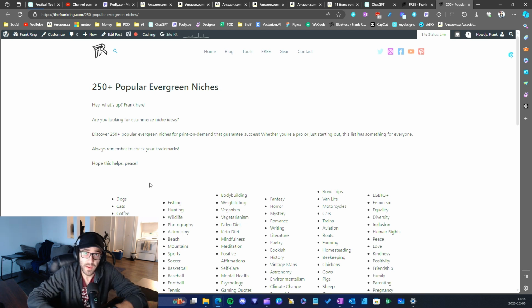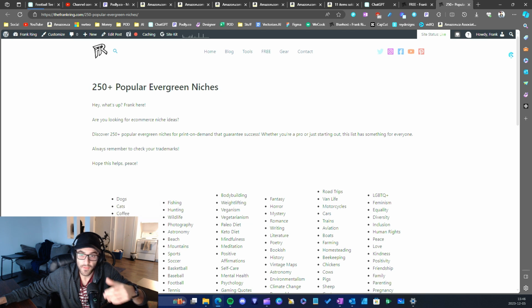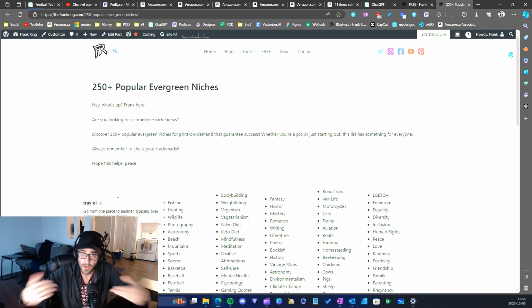But the bad thing about these niches is that usually, unless you go into deep unknown niches, the popular niches are very saturated. For example, everybody makes designs about dogs, everybody makes designs about cats. Since they're very easy to understand and very straightforward, most people get into these niches, and that makes the marketplaces very, very saturated.